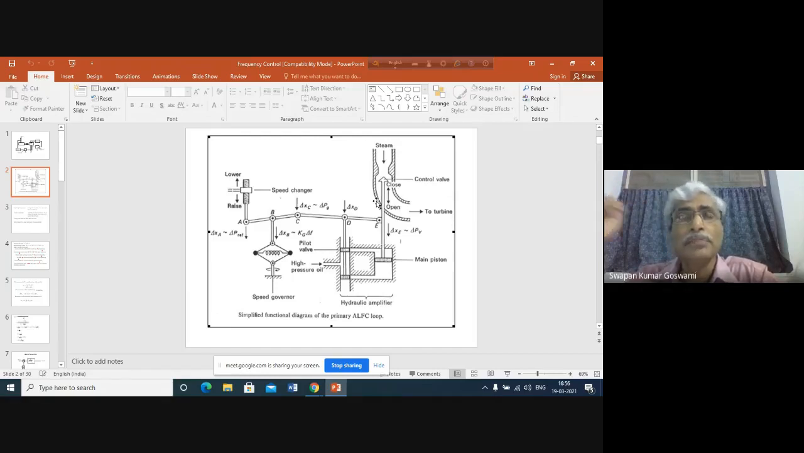And why has the speed become above synchronous? Because of the change in the position of A, and the change of the position of A has been affected by the movement of this speed changer. Therefore, this handle that is used to give a power increase or power decrease command is called a speed changer, because it is helping to change the speed of the generator, and obviously that changes during the transition period only. Okay, that's why this is called the speed changer.